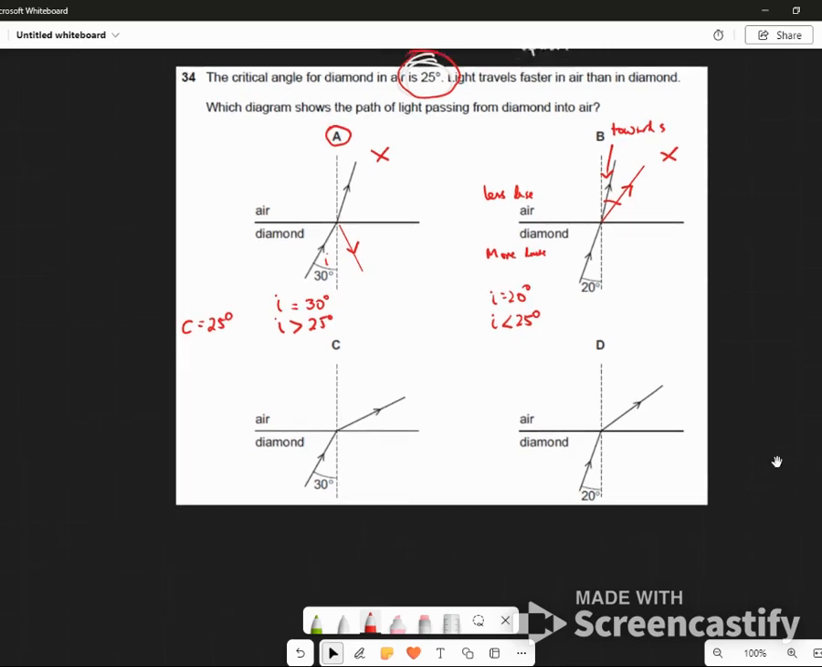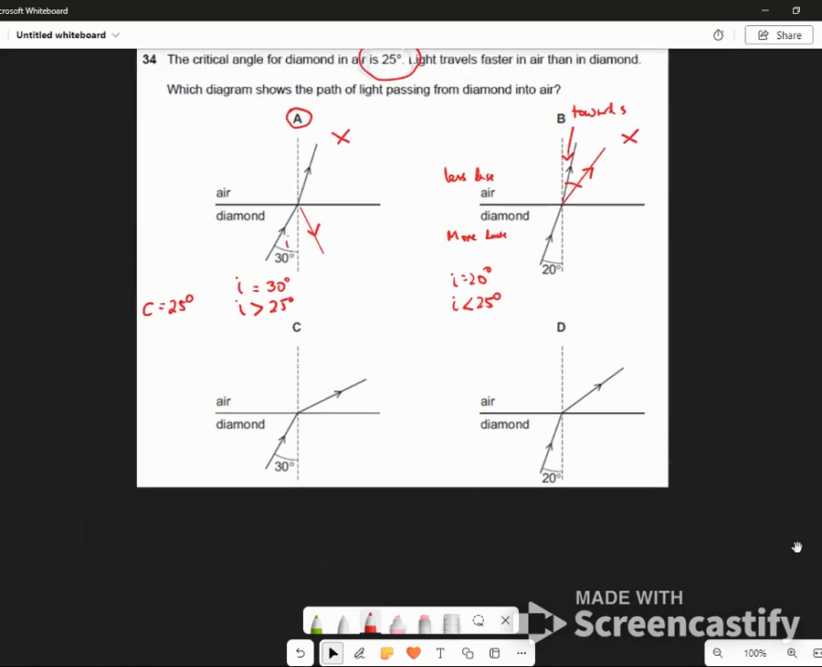Okay, let's have a look at C. Now, well, we've done this one before, haven't we? If this is 30, it would be, as Laura, I think it was Laura said, it goes this way, as we see from this. That's what we should get with that. So C is wrong as well, but D is right, and we're showing it bending away from the normal.